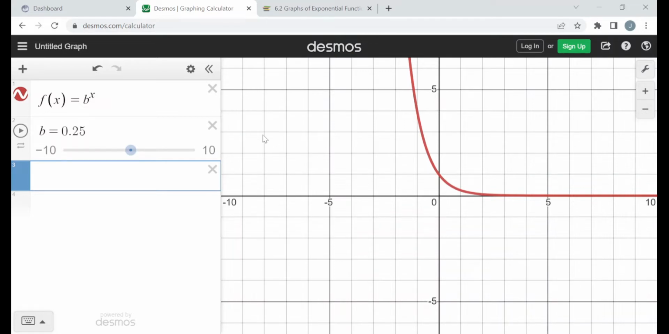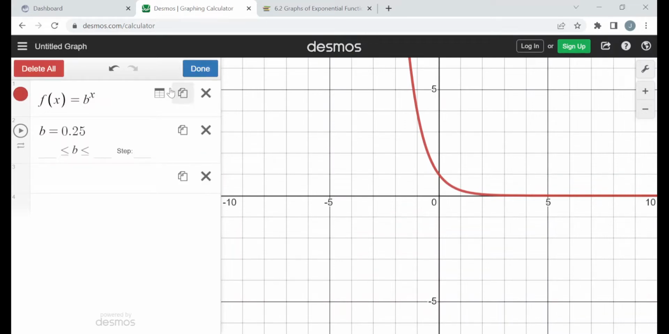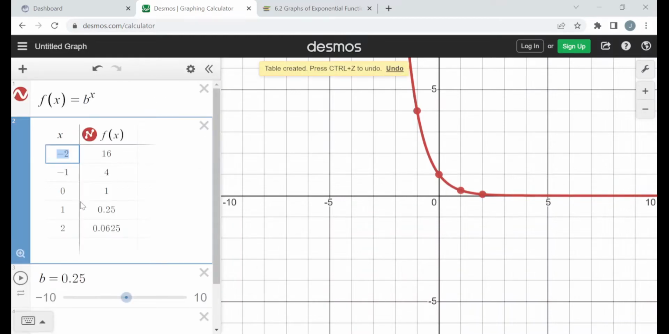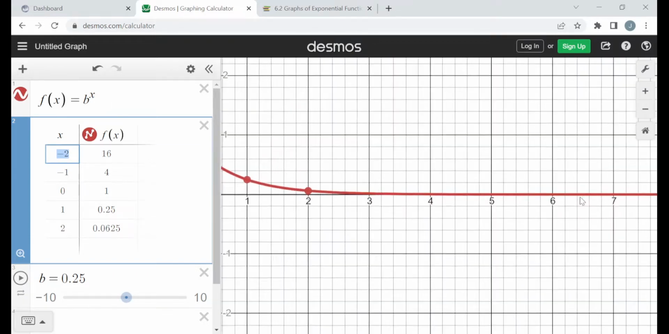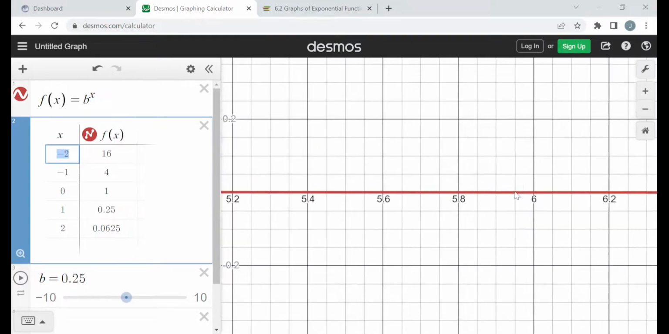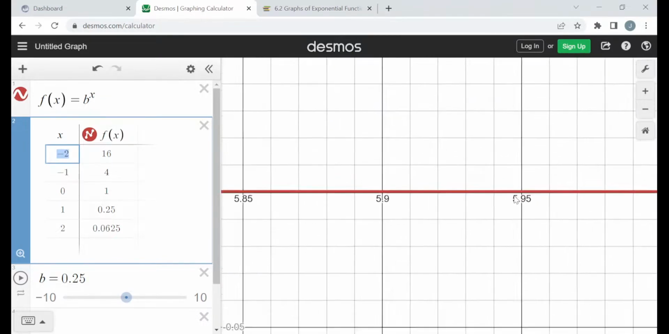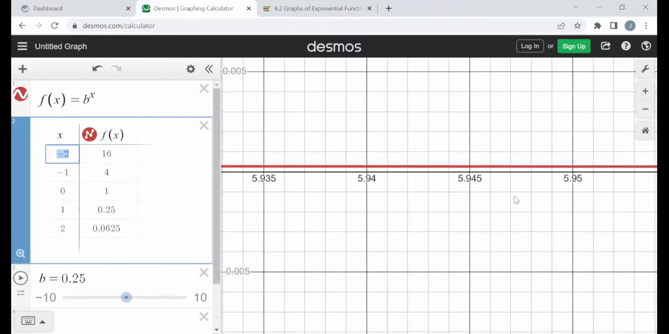Right? And if we make a table, you see when x is 1, you get a quarter. When x is 2, this is 1/16, 0.0625. When x is 0, you get 1. When x is -1, you get 4, -2, 16. All the points that I plotted by hand. And you can see the asymptote at the x-axis, right? It looks like it's touching it right now, but if you zoom in close enough, you'll eventually see that the graph doesn't actually touch the x-axis, right? It's always a little bit above it.